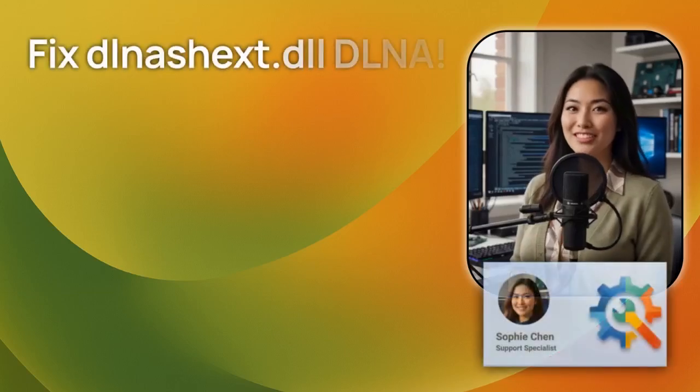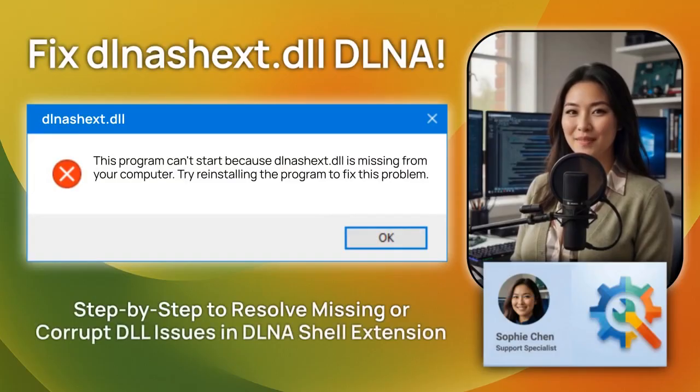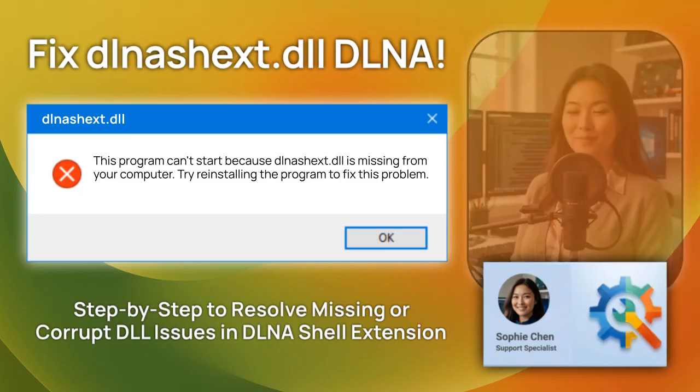Is your Windows operating system reporting the DLNA-Shell library DLL failure? I'm Sophie Chen, a Windows system specialist. Let's resync your file architecture and restore your system integrity now.